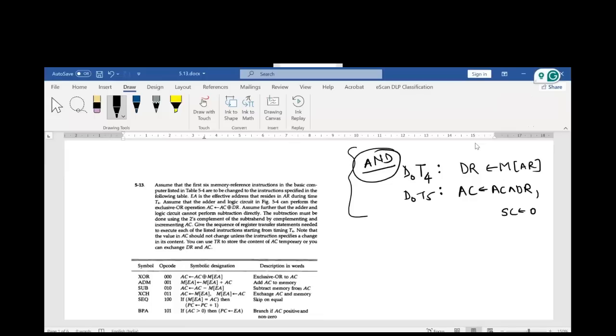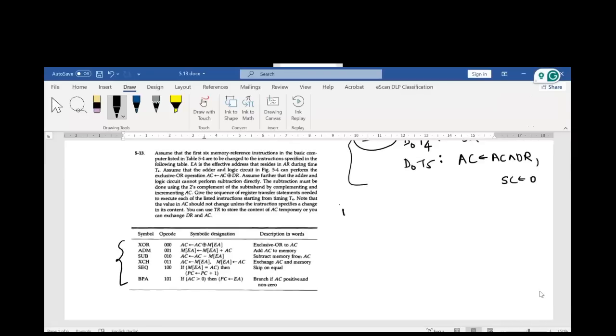Similarly, we saw it for all the memory reference instructions, that is AND, ADD, LDA, STA, BUN, BSA and ISZ. So in this question what have they asked us to do? They have asked us to formulate the sequence of register transfer statements that are needed to execute each of these instructions. So one by one we'll be writing statements for each of these. Let us start off with the first one. First is XOR.